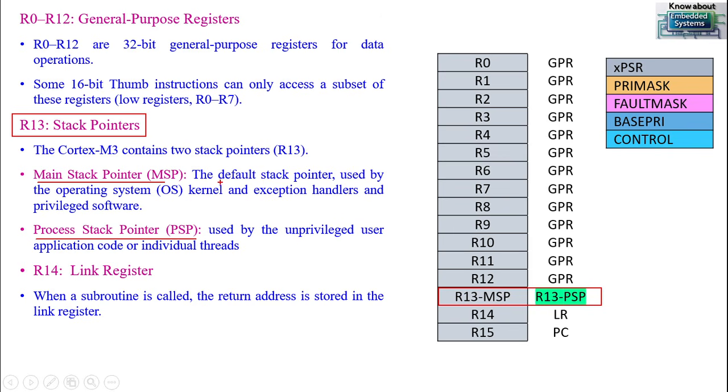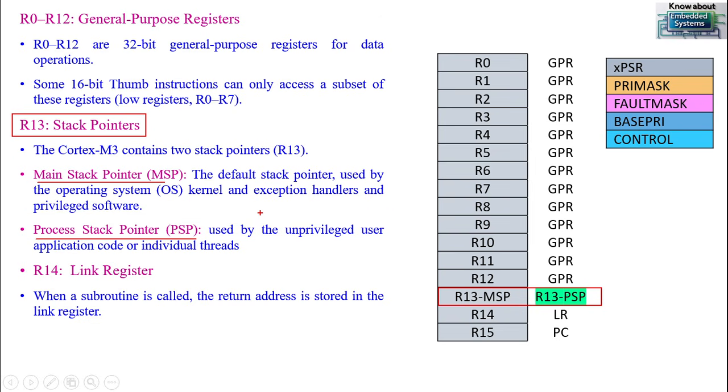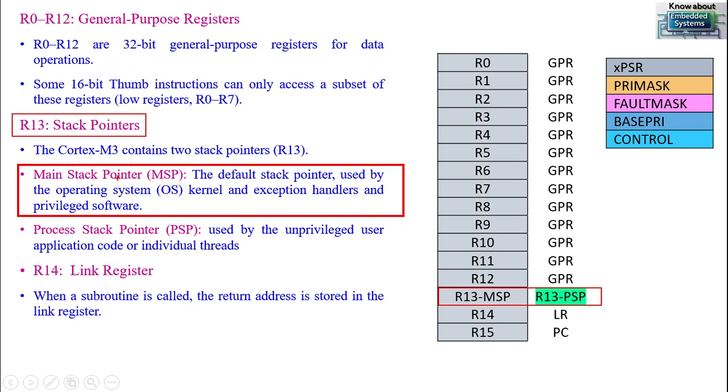What will this main stack pointer do? The main stack pointer is responsible for executing privileged mode. Try to understand the sentence here. As I told you already, we have two operating modes, handler mode and thread mode, and thread mode is again subdivided into user thread mode and privileged thread mode. Based on the type of application, we use the main stack pointer, MSP, or the PSP, as you can see they have given here.